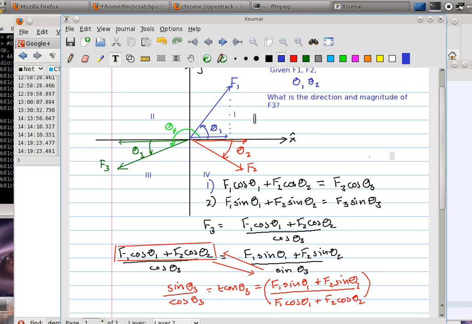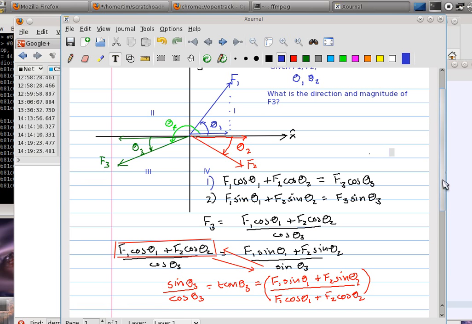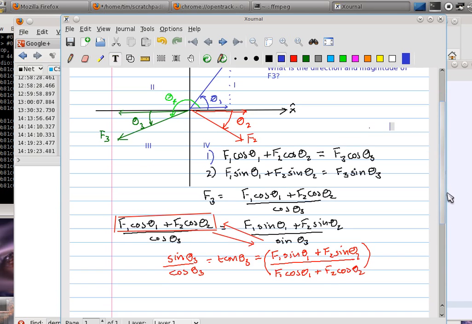So, let's think about something. If I have a vector in this direction, say F1, it has a positive x component and a positive y component. If I had a vector over in quadrant 2, it would have a positive y component but a negative x component. A vector in quadrant 3 has a negative x and y component, and a vector in quadrant 4 has a positive x component but a negative y component. So, making use of that, let's redefine this problem.